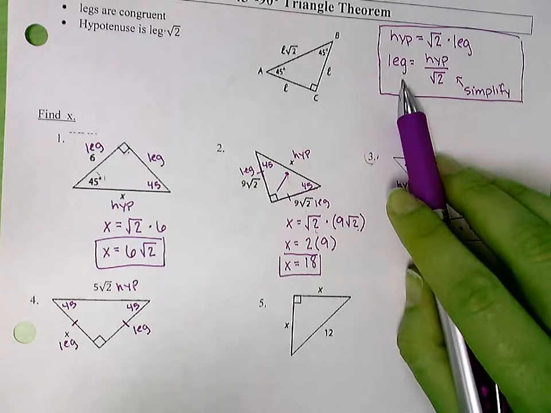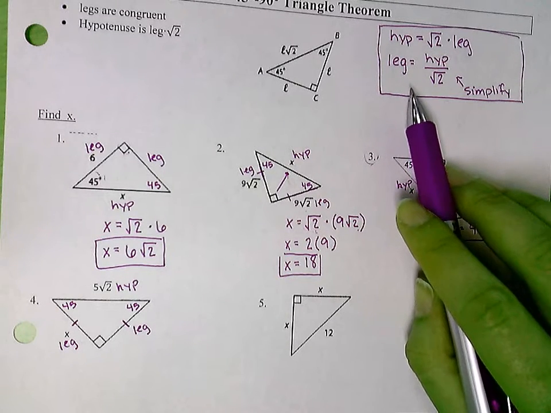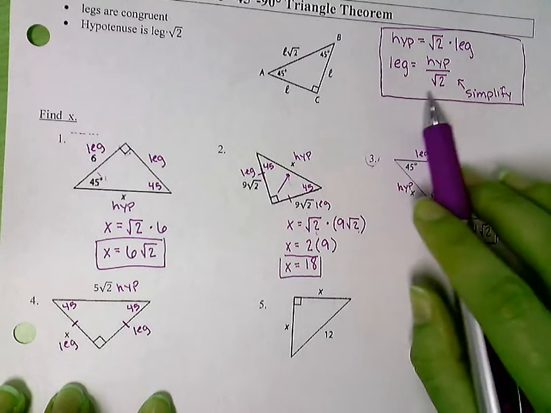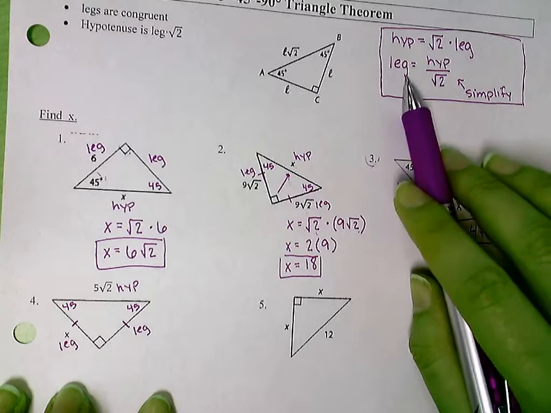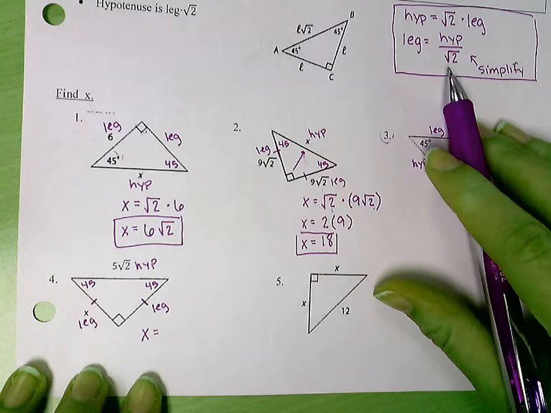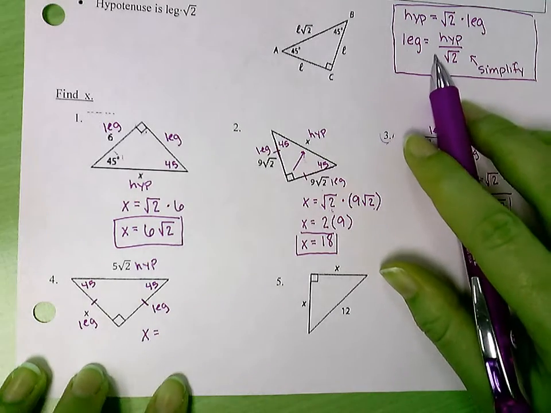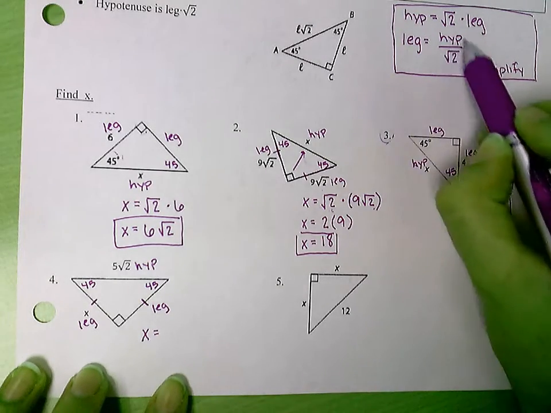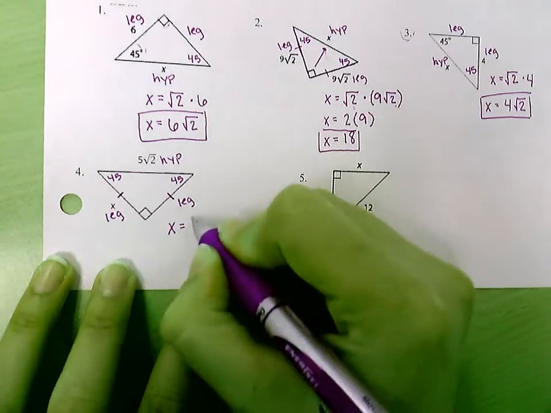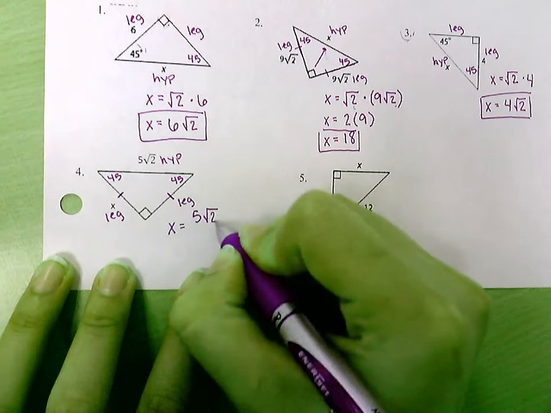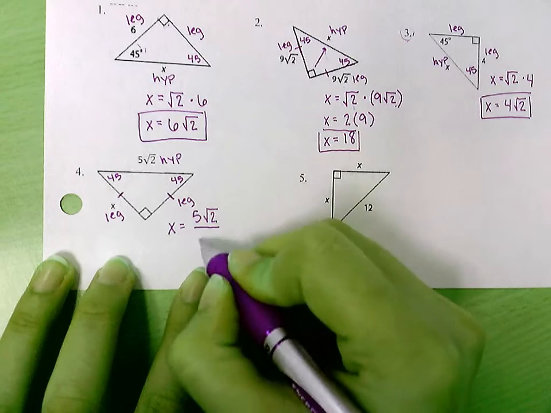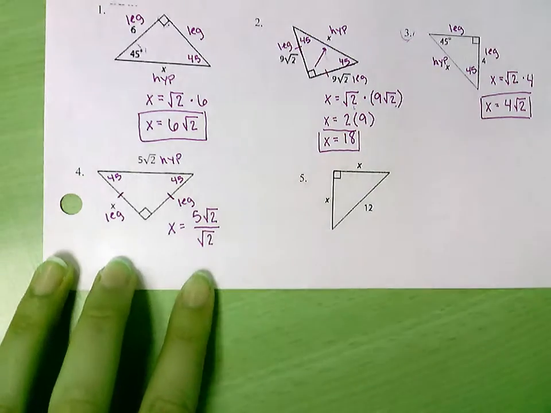So again, just like before, I'm going to replace what I know into that equation. So your leg is x. We have that equal sign. I know it's really hard to see because my stuff's way up here. Then I have the hypotenuse, right? The hypotenuse is 5 times the square root of 2. And then in my equation, that is over the square root of 2.